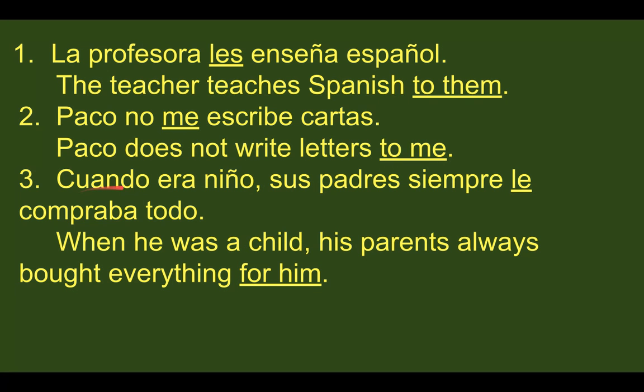Right here, when we got cuando era niño, sus padres siempre le compraban todo. Before, we would have said cuando era niño, sus padres siempre compraban todo para él. So now instead of saying "for him," para él, we say le compraban todo. Just a little simpler, flows a lot better. So that's why it's essential that you know what indirect object pronouns are.